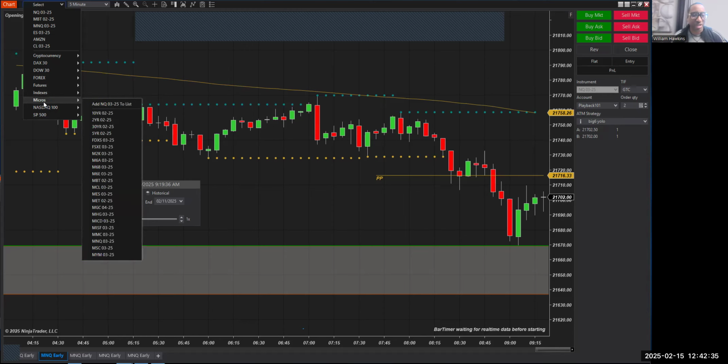But yeah, if you pay for a different range of data, and with your own cash, there's a lot you could do with NinjaTrader. In micros, here's all your micros, even Bitcoin micro. So you can trade Bitcoin micro.